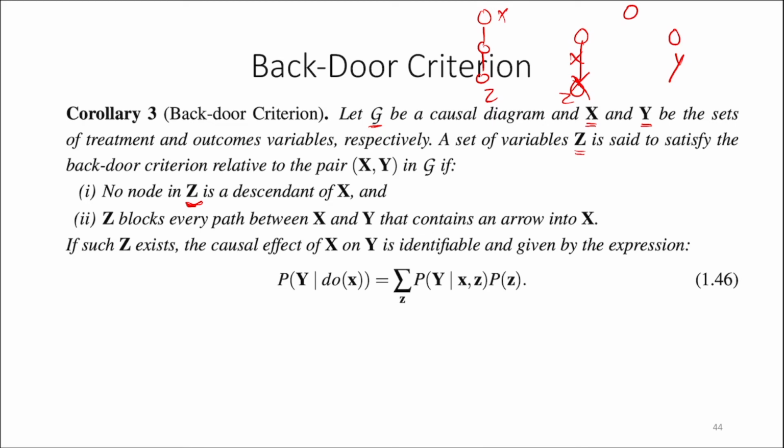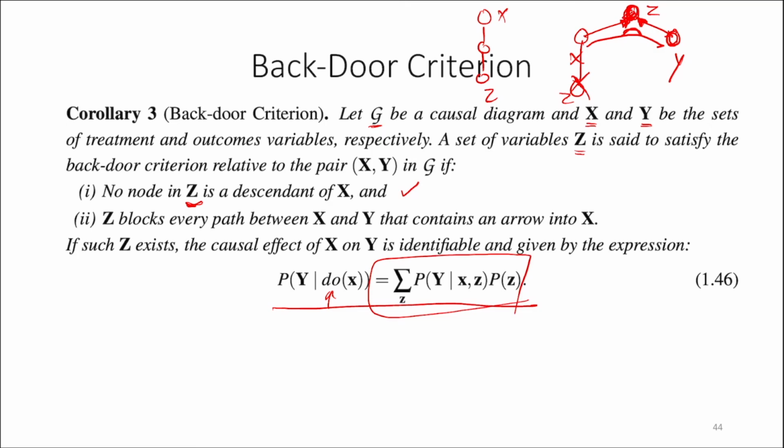And also, every path that goes from X to Y should be blocked. So for example, it cannot be something like this, because if this is observed, Z is a collider here. There's a V structure here, and the path from X to Y is not blocked. If these two criteria are satisfied, that Z is not a descendant of X and it blocks all of the paths going from X to Y, then we can say that this do operation, the result of intervening on X, can be computed through this marginalization.